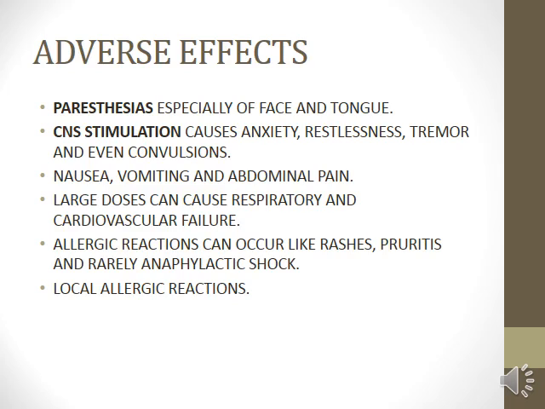So it sometimes stimulates the CNS and leads to adverse effects related to the CNS. Then the GIT adverse effects: sometimes when the local anesthetics are given via the oral route, they can cause nausea, vomiting, and abdominal pain. Then if large doses of local anesthetics are given, there is a chance that they may cause respiratory and cardiovascular failure due to overstimulation of the central nervous system.